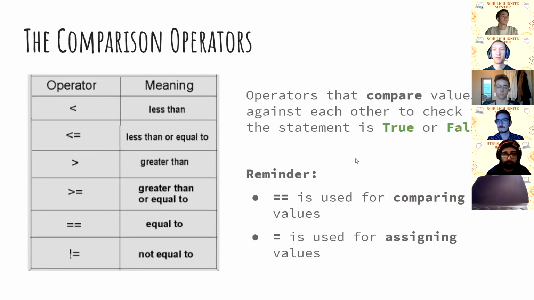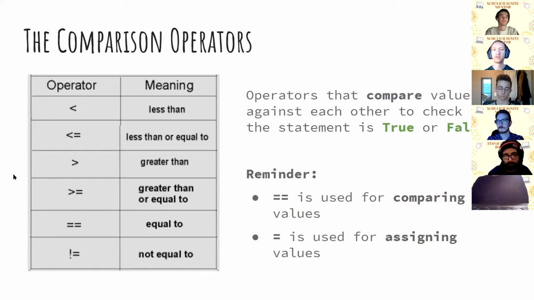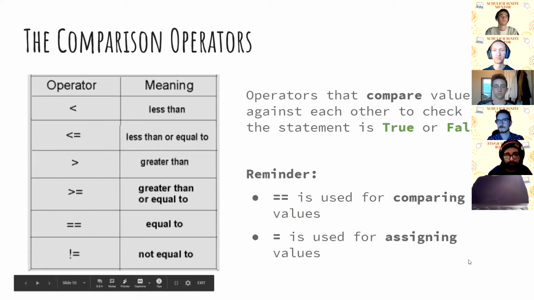So when we compare two values, it's either true that the first one is less than the other one, or it's false. And same for all the other ones. If you're comparing two values, either they are equal to each other or they are not. So when we do this comparison, it will give us a true or a false.